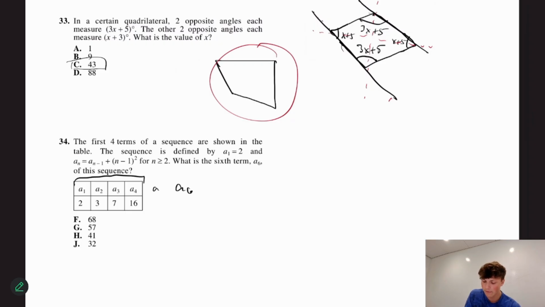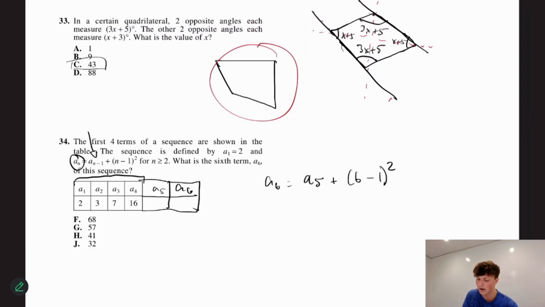Now, the way we find a of 6, or the way the equation tells us to find a of 6, is, well, to find a of n, you take a of n minus 1, right? So to find a of 6, we take a of 5, and then we do plus, well, what is n here? It's 6, right? 6 minus 1 squared. So we know a of 6 is equal to a of 5 plus 5 squared, which is 25. So we should be going up by 25 here.